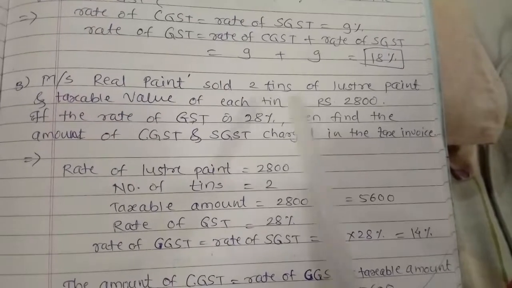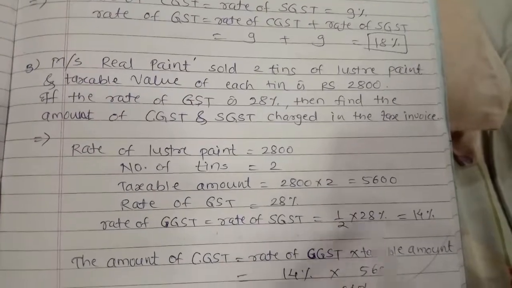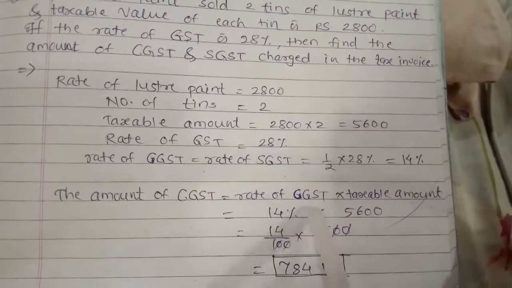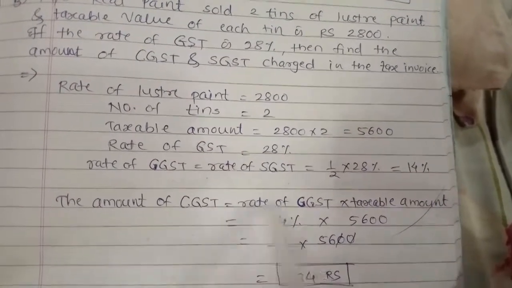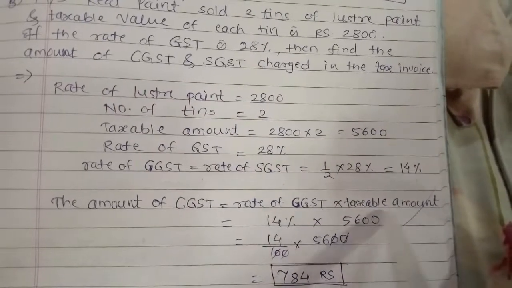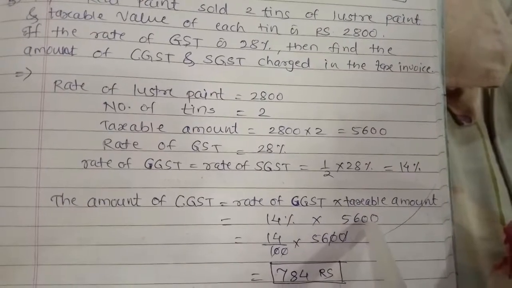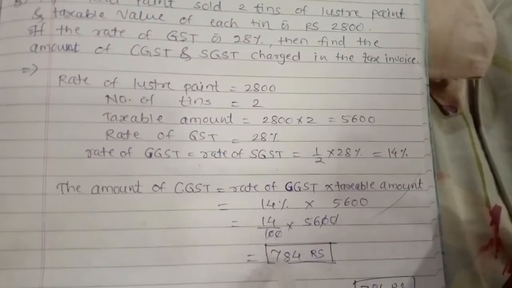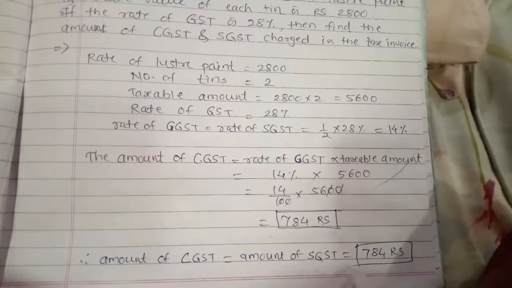Now the rate of GST, see the rate of GST is 28%, so the SGST and CGST is half of this one, that is 14%. So the amount of CGST is equal to rate of CGST into taxable amount. So how can we get the value of CGST? By multiplying the rate of CGST and taxable amount. So the rate of CGST is 14% and the taxable amount is 5600. By solving this, 14% means 14 upon 100, we get 784. So the amount of CGST is nothing but 784.